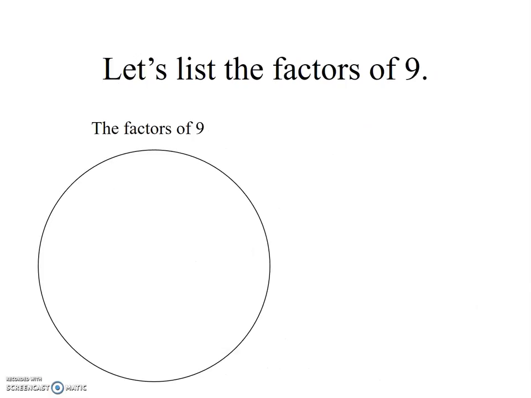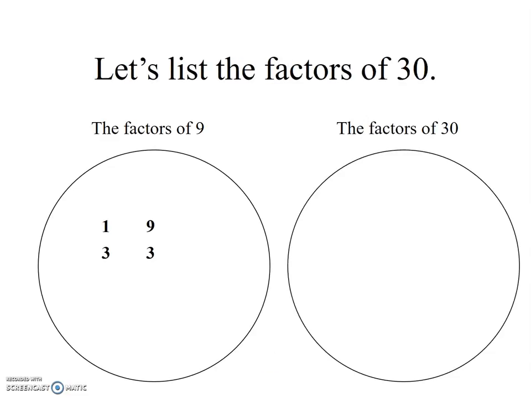Let's try another one. We're going to start by listing the factors of 9, which we already know from our last problem, and then list the factors of 30. Well, we have 1 and 30. 2 can evenly divide 30, so we have 2 and 15. 3 can go into 30 evenly, so we have 3 and 10. 4 cannot, but 5 can, 5 and 6. And after 5 comes 6, which is already on my list, so I know that I have listed all of the factors of 30.